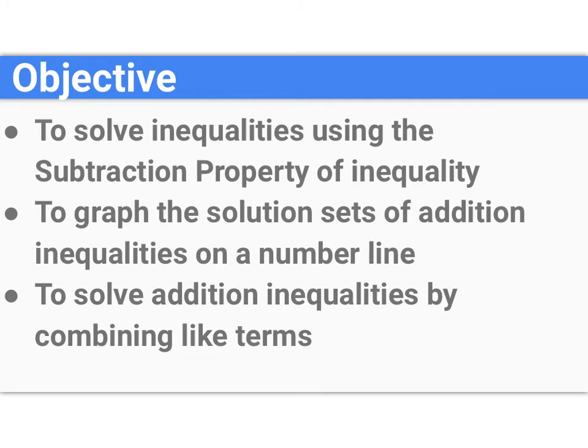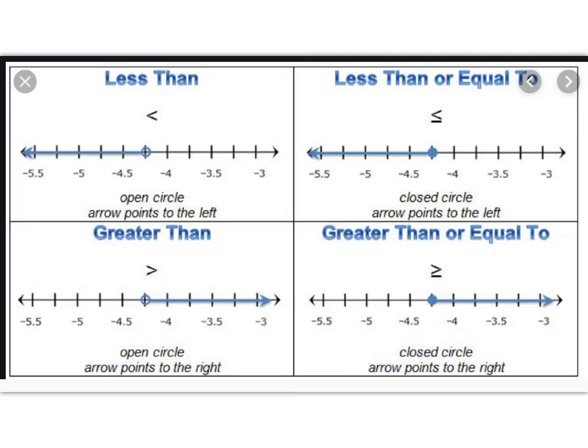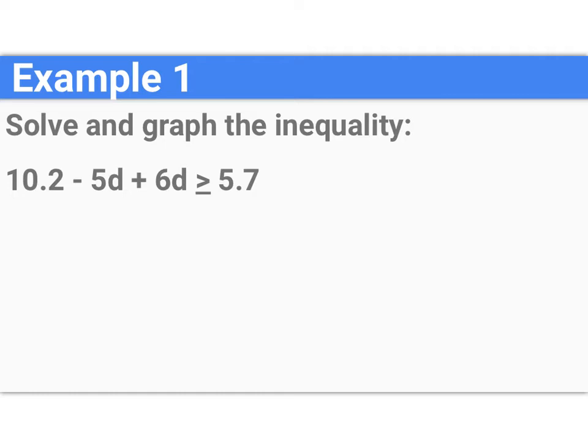Okay, our objective, our vocabulary. Solve and graph the inequality. So, the first thing we're going to do is combine like terms. So rewrite 10.2 plus 1d is greater than or equal to 5.7. Subtract 10.2 from both sides.